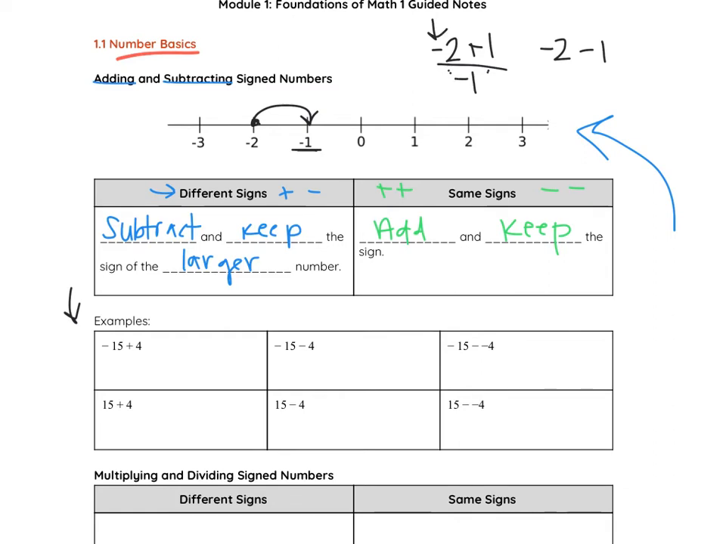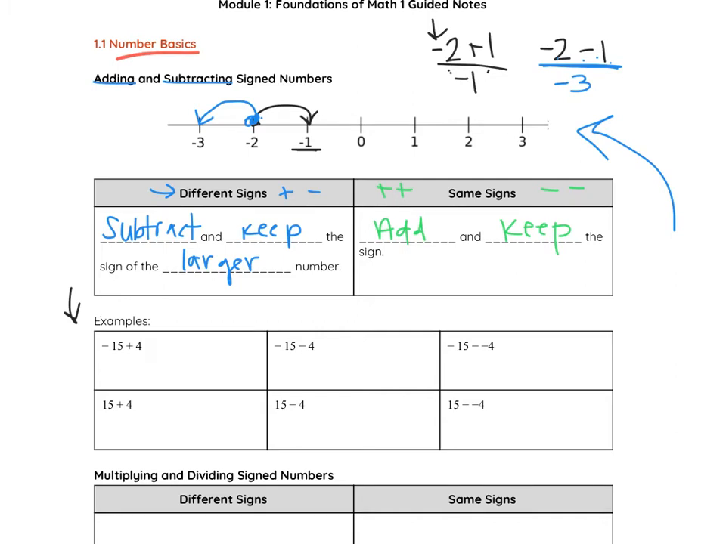If I look at this example, if I started back here at -2, but then I took 1 away, the number is becoming more negative, right? Because I'm subtracting 1 off. So it was already a -2. Now it's even further negative and it ends up being -3. So you add those two numbers and then keep the sign.